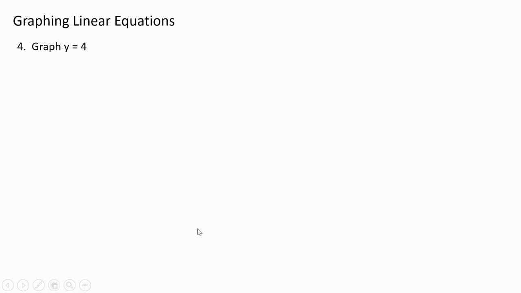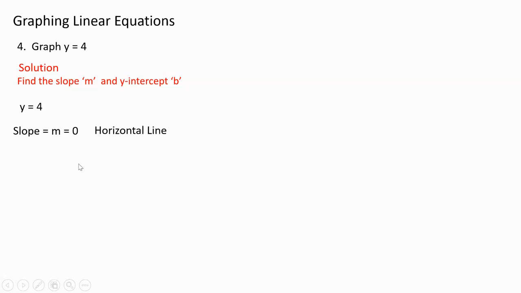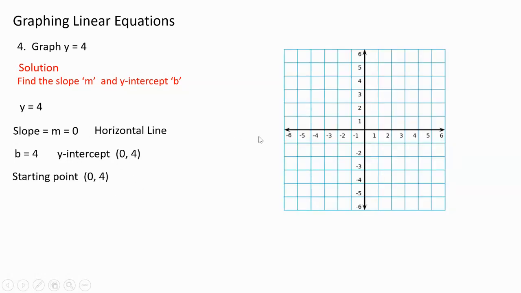Okay, now y equals 4. So y equals 4, right? We know that the slope there is going to be 0, right? Because there's no x. So my slope is 0, and the constant, which is my 4, is going to be my b. Right? My b is 4, so the y-intercept will be 0, 4. That's my starting point. But if you notice, since we have 0 slope, the line will be horizontal at y equals 4. So we draw a line there where it's y equals 4, right?